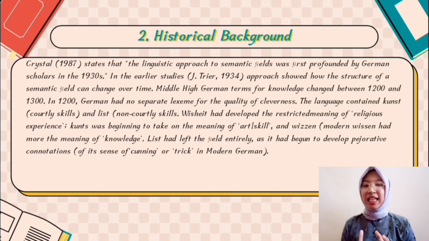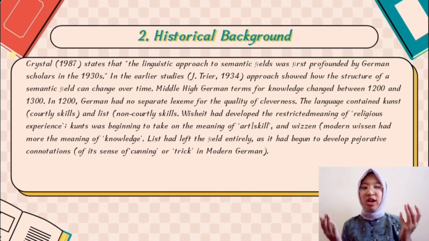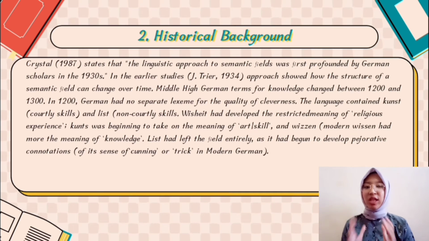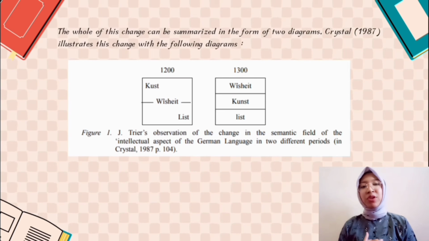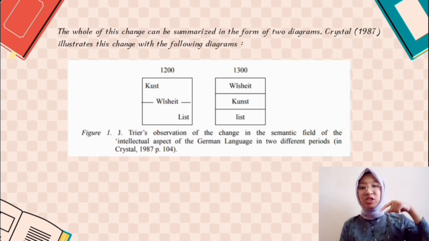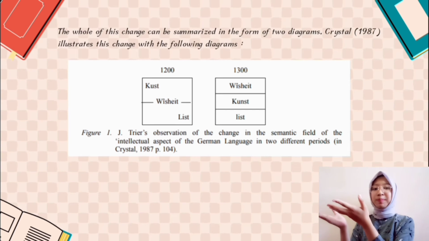Kunst was beginning to take on the meaning of art or skill, and Wissen, modern Wissen, had more the meaning of knowledge. List had left the field entirely, as it had begun to develop a pejorative connotation of its sense of cunning or trick in modern German. The whole of this change can be summarized in the form of two diagrams. Crystal, 1987, illustrates this change with the following diagram.